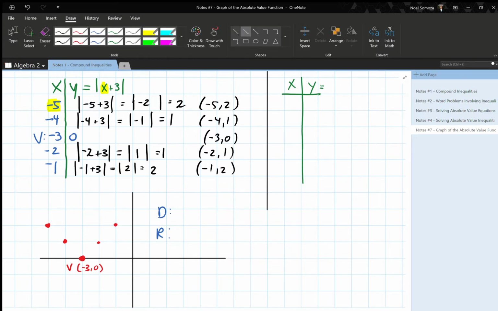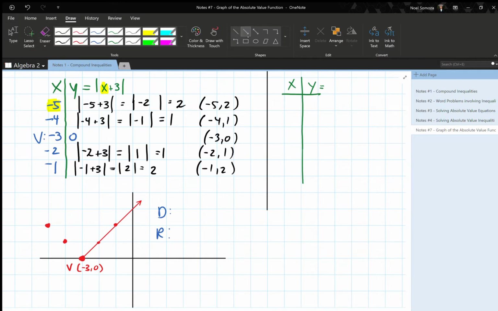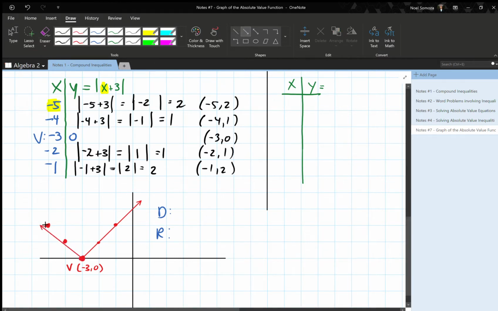If I'm drawing this V shape, where do I put my pencil first? Vertex, and then connect these two points this way, and then go back and connect the two points that way. Make a V shape. So from here, like that, and then on the other side, same thing. So there's our graph.